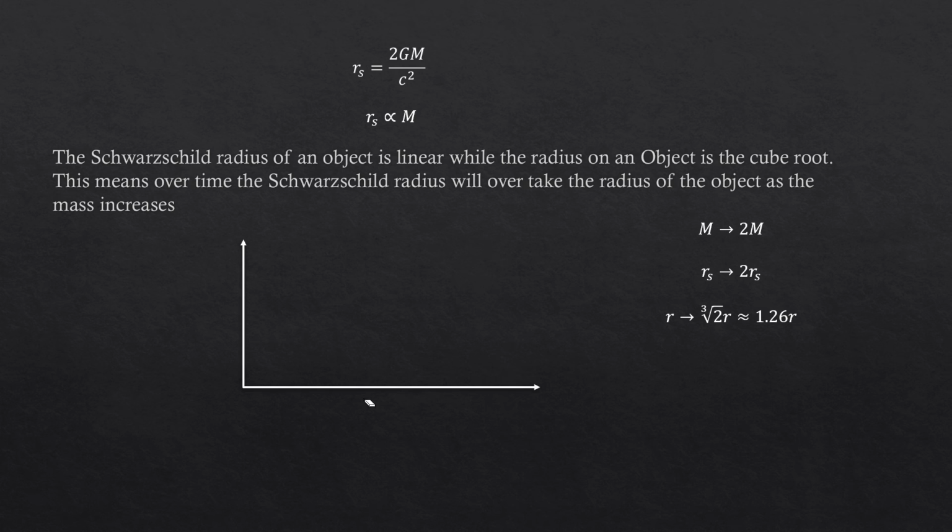So what I'm saying is, if I get my pen out again, where is the pen? I lost the pen. The Schwarzschild radius would start down here, and your normal radius would be up here. Just R, but it's a cube root, so it would start to look like this. But the Schwarzschild radius is a linear line, so eventually, over time, it will begin to overtake it. As mass increases, the linear trend will increase and the radius will slowly increase, but not as much as the Schwarzschild radius. So if you just kept adding mass to an object, eventually it would turn into a black hole. Okay? And that's about it for this video.